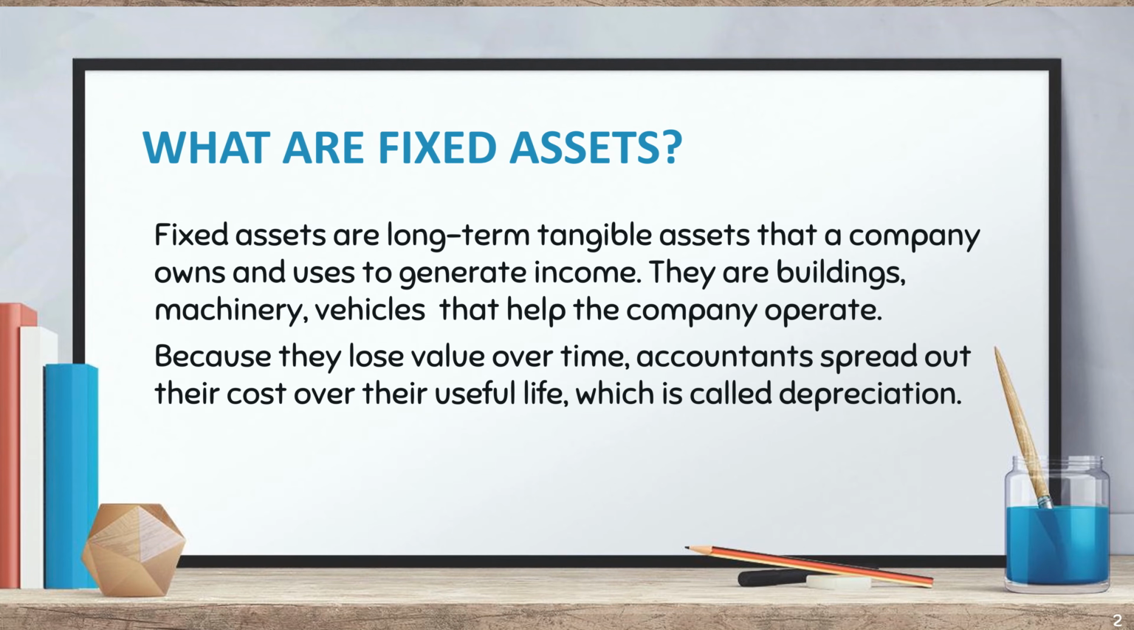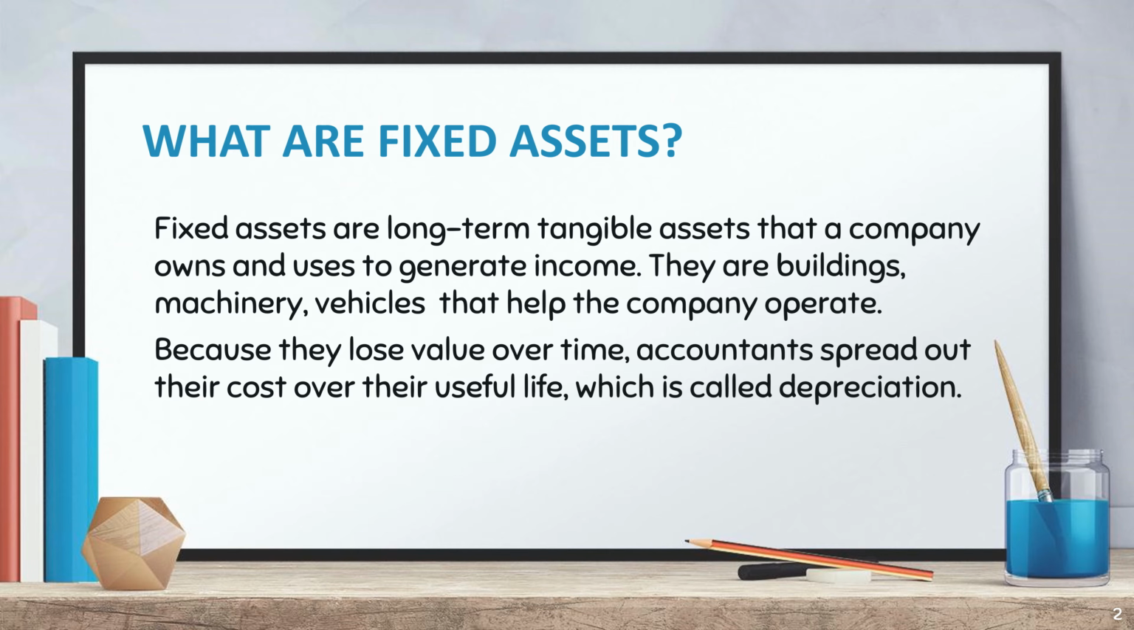Let's get started. Before we jump into the entries, let's quickly recap what fixed assets are. Fixed assets are long-term tangible assets that a company owns and uses to generate income. Think of them as the backbone of the business that stick around for more than a year. These aren't things a company plans to sell quickly, like inventory. Instead, they're things like buildings, machinery, and vehicles that help the company operate. Because they lose value over time, accountants spread out their cost over their useful life, which is called depreciation.